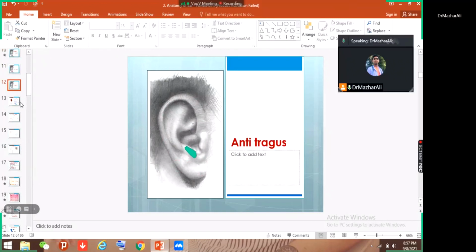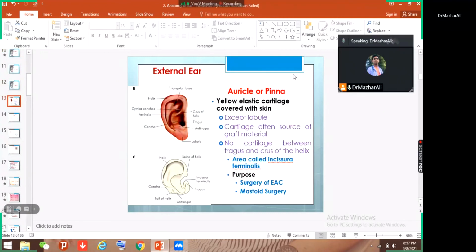And then there is the external ear. In the external ear, this one is the auricle, or you can say pinna. So this is yellow elastic cartilage covered with skin. This part is covered by skin, except the lobule. The lobule does not contain any cartilage. This part is made up of cartilaginous tissue, but this part is not.